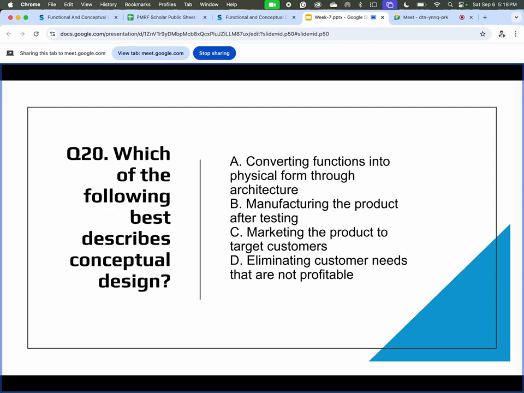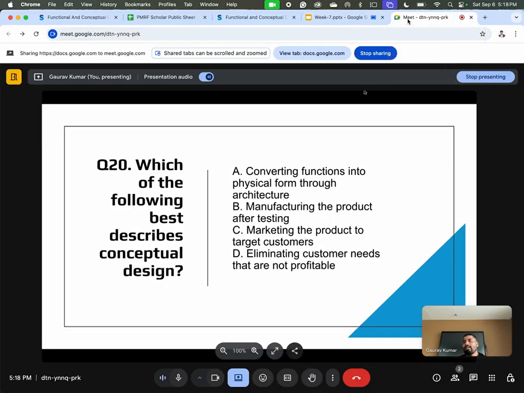So which of the following best describes the conceptual design? Is it converting function into physical form through architecture? Or manufacturing the product after testing, or marketing the product to target customers, or eliminating the customer needs that are not profitable? What would be the right answer?